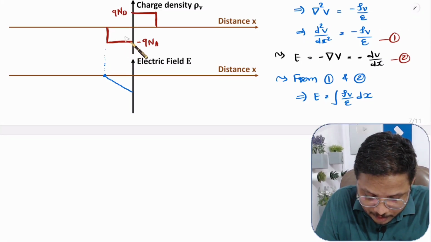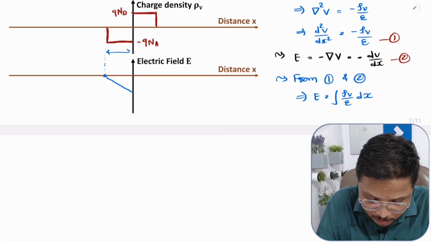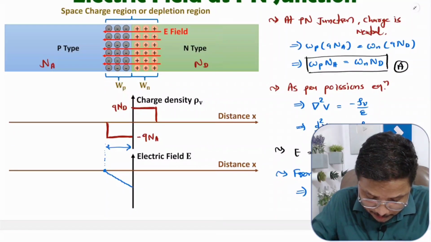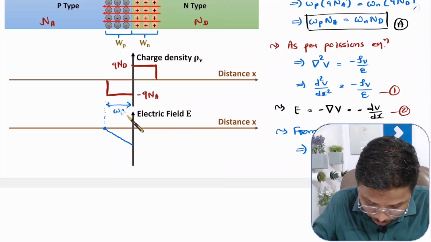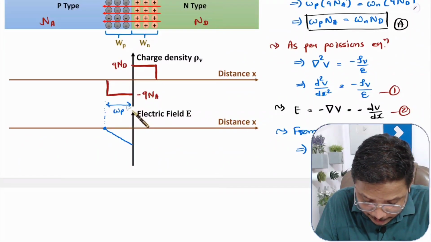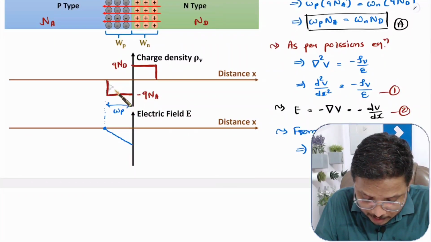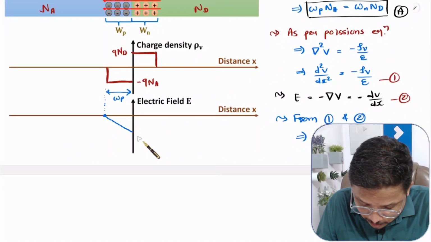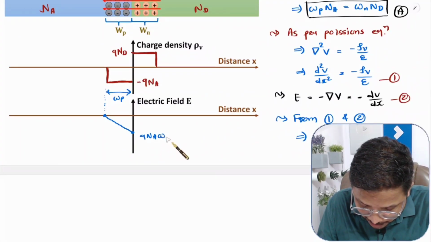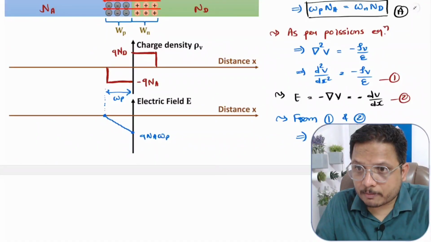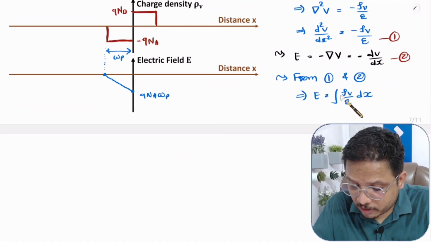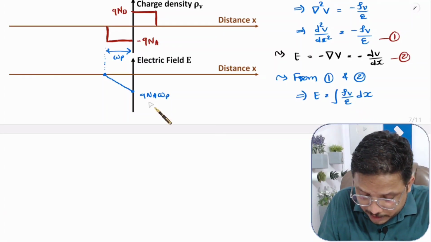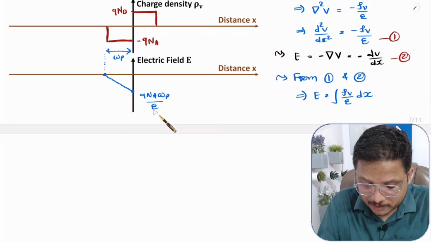So what is this area? See, this width is how much? You see, this width is WP. So this is WP, and see, WP into Q into Na. That is what this area is, right? So if you want to find this value over here, then that will be Q into Na into WP. That is this integration. But if you observe here, electric field is integration of rho V dx divided by epsilon. So here you will have to divide this by epsilon. So that is what negative value is coming over here, right?